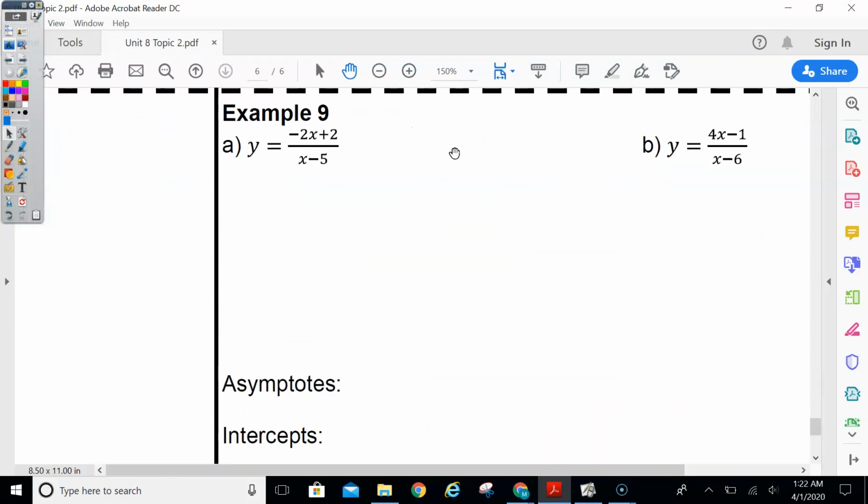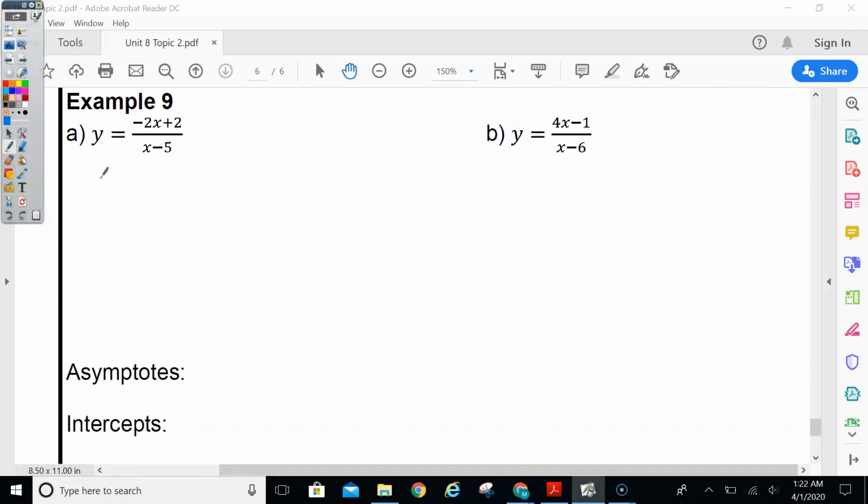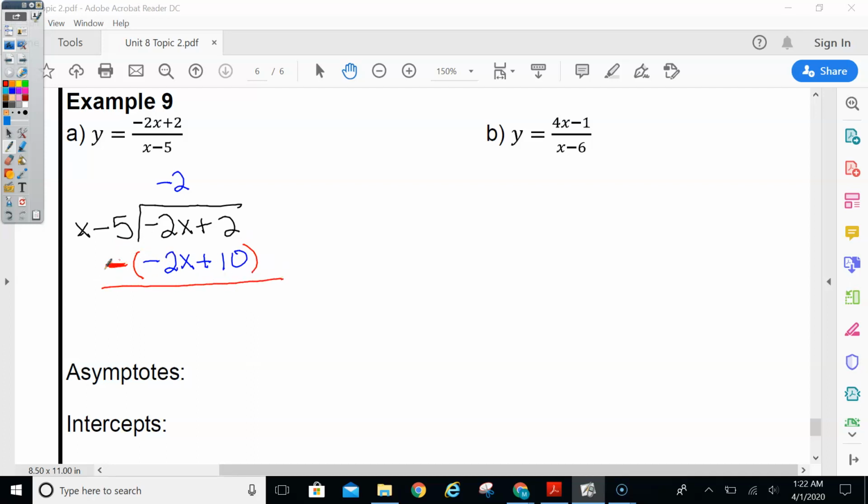Looking at 9, we're going to do negative 2x plus 2 on the inside, x minus 5 on the outside. So x times what is negative 2x? X times negative 2. Then we multiply negative 2 by both of these. Negative 2 times x is negative 2x. Negative 2 times negative 5 is positive 10. This is where you have to be careful. You're going to subtract both of these, so remember you distribute it and you change the sign. This is going to become positive and this is going to become negative. Then you just add them together. Negative 2x plus 2x cancels. 2 minus 10 is negative 8.